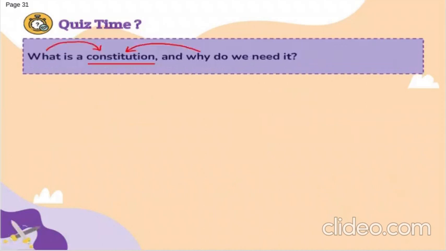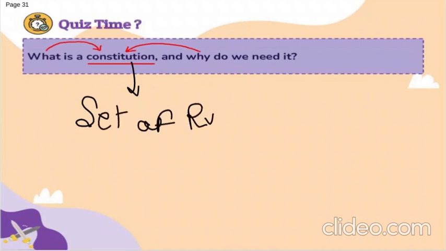Okay. Now, what is a constitution? Why do we need it? So when we talk about constitution, we studied that constitution is basically a set of rules, correct? Set of rules. We need it because this constitution gives the correct way on how the government will work, correct, and even it gives the proper rights to the citizens of the country, isn't it?